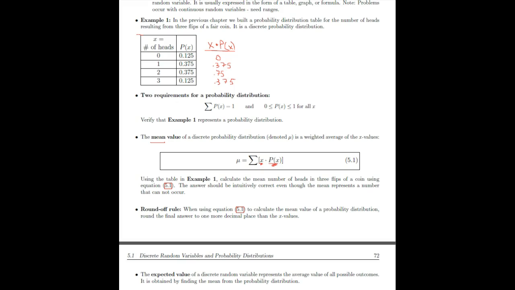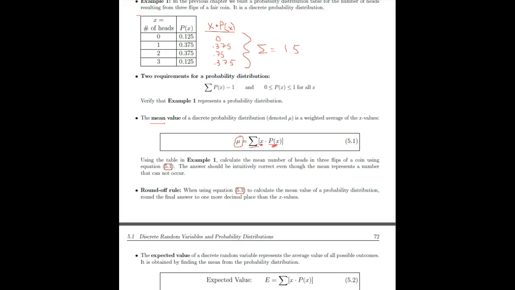And then the way we get the mean of the probability distribution is by taking the sum of all those x times p of x values. So all these x times p of x's, we take the sum of them, and that ends up equaling 1.5. So there you have it. That's the mean of the probability distribution. It's 1.5.